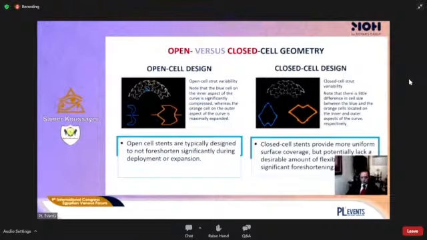To summarize, again, the open cell has less uniform surface coverage, but it's more flexible and shortens less. Whereas a closed cell design gives you a uniform surface coverage, so more coverage, but the price you pay for that is you have less flexibility and you have more shortening. So you have to be careful.